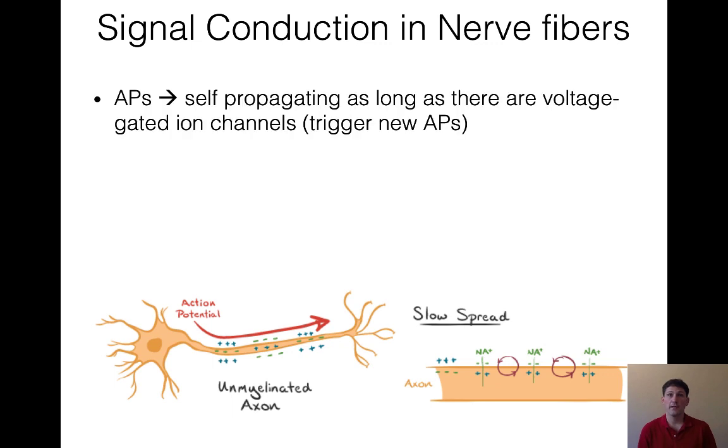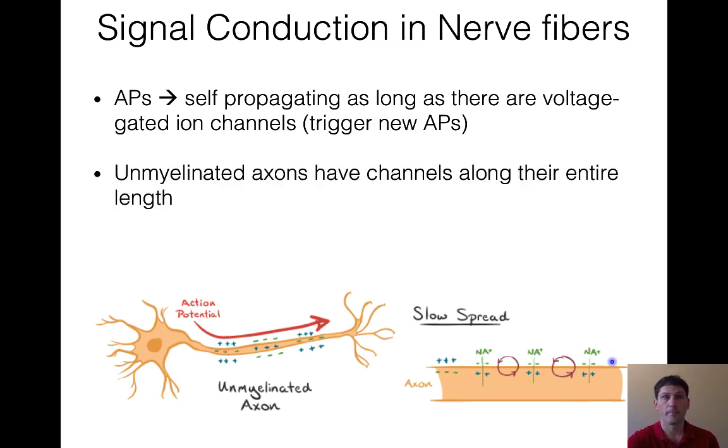So what does that look like in our nerve fibers? Well, they're self-propagating, and so as long as there are voltage-gated ion channels, we get this action potential to be propagated down that axon. If for whatever reason there were no voltage-gated ion channels at this region of the axon, you wouldn't be able to open those channels because they're not there, and you would cease your signal.